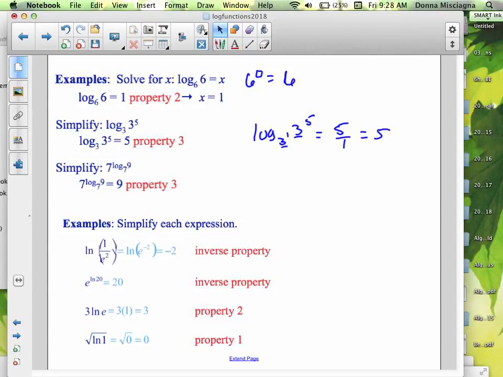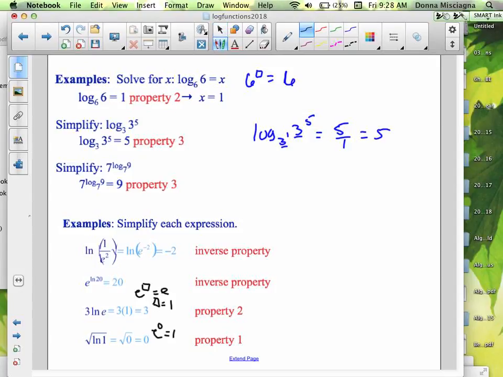Natural log of e is basically saying e to what power is e? Well, this would be 1. So that's basically just 3 times 1, or 3. And then the square root of natural log of 1. Natural log of 1 is 0 because e to the 0 power is 1. And then the square root of 0, of course, is 0. Everybody got these ones in their notes?